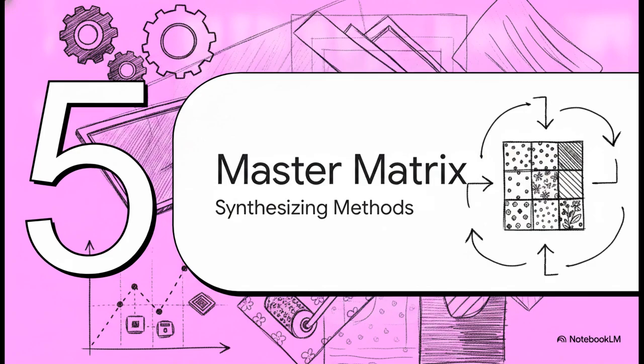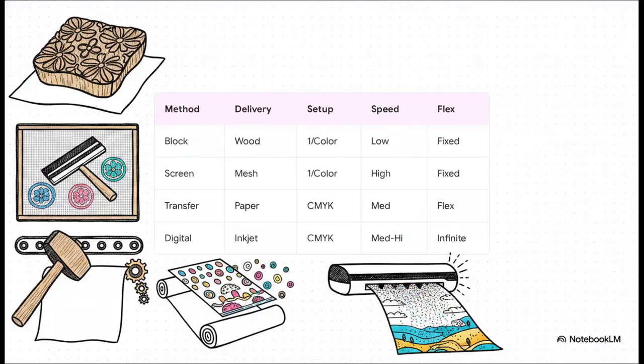And this brilliantly illustrates our final section, Section 5, the Master Printer's Matrix. Let's synthesize these methods. When you weigh these methods against each other side by side, the evolutionary trade-offs become crystal clear. You're trading the manual slowness and fixed size of carved wood for the blistering speed and economical scale of rotary screens. Though, of course, those screens leave you with that strict 1 screen per color constraint. Meanwhile, transfer and digital printing utilize CMYK color mixing. This offers up to infinite, photorealistic variation operating at medium to high speeds, completely bypassing the physical limitations of carved blocks and cut stencils.